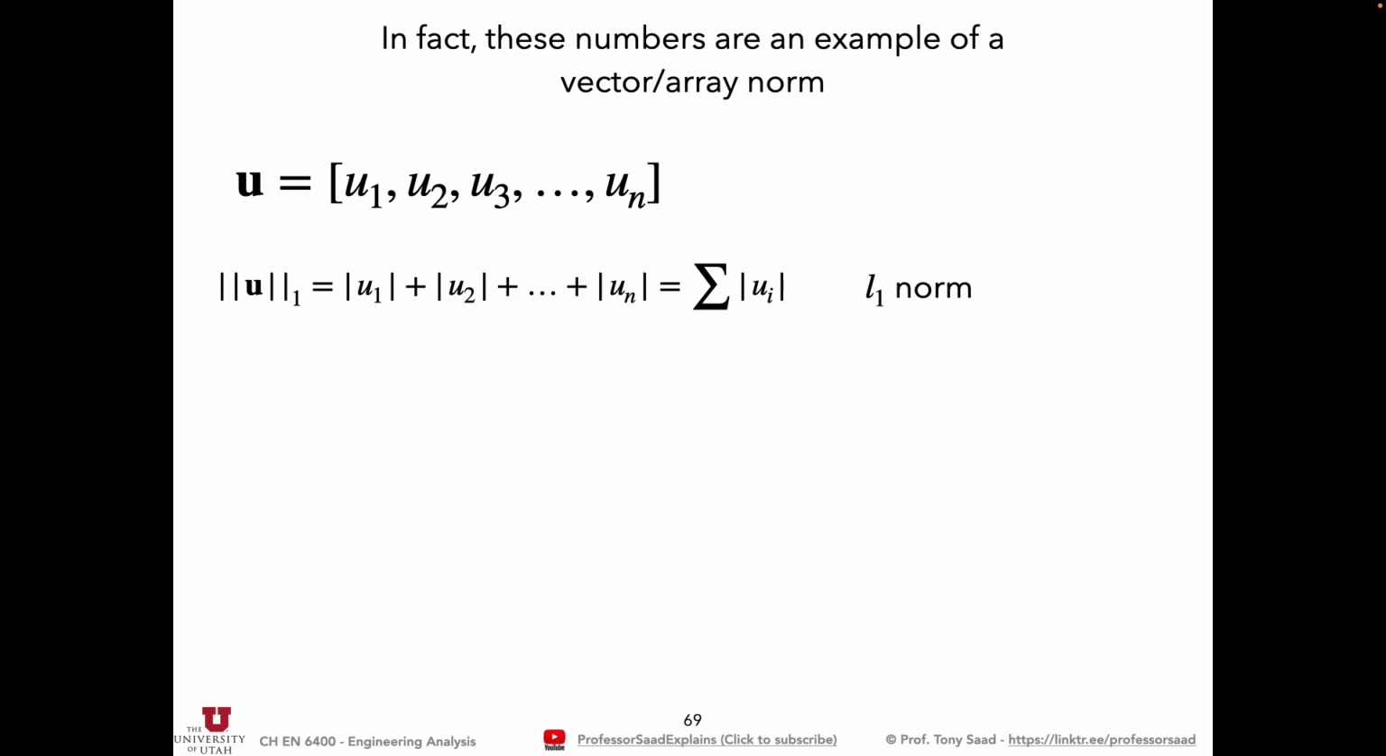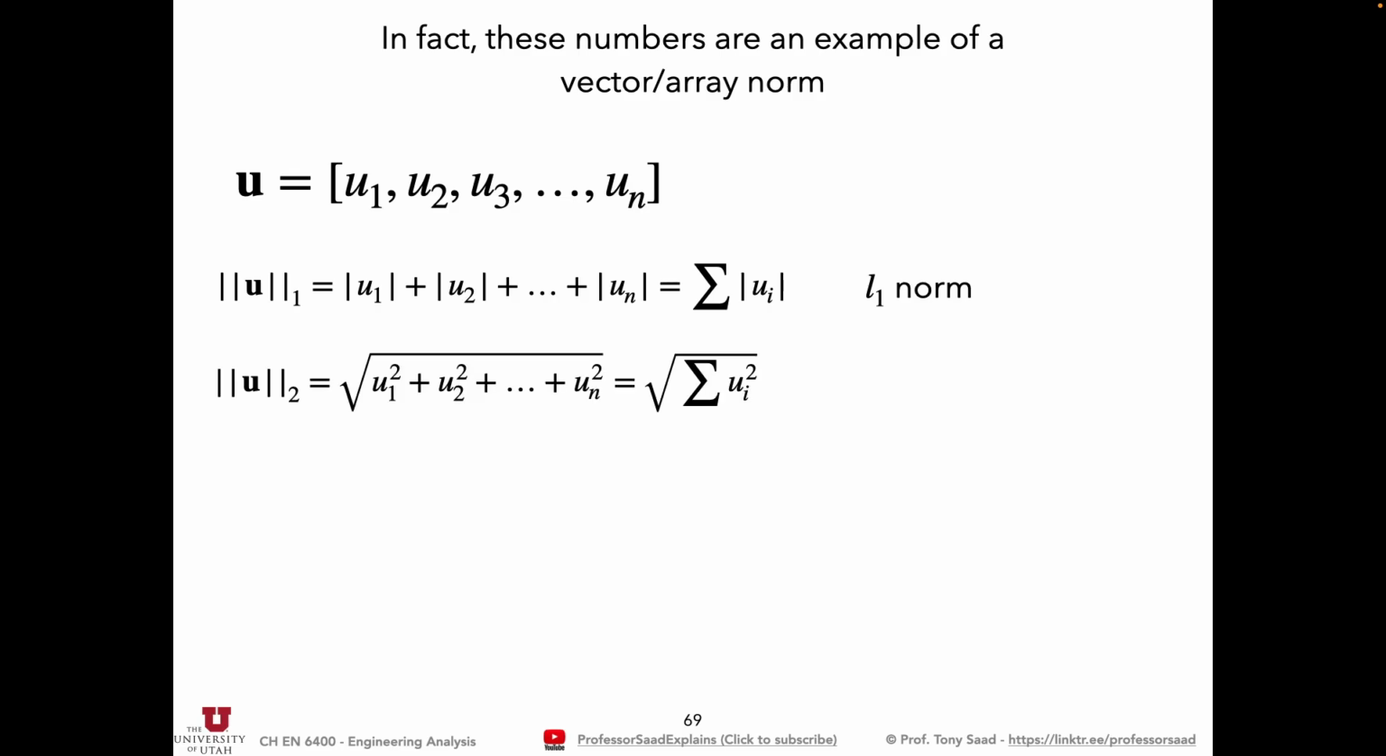The subscript 1 here corresponds to the L1 norm, which is simply the sum of the absolute values of the entries. The summation of u_i goes over all the entries, where i is simply an index: u1 plus u2 plus u3 all the way to the last one. When I don't put the index here, it means I'm summing up over all the values. It's called the L1 norm.